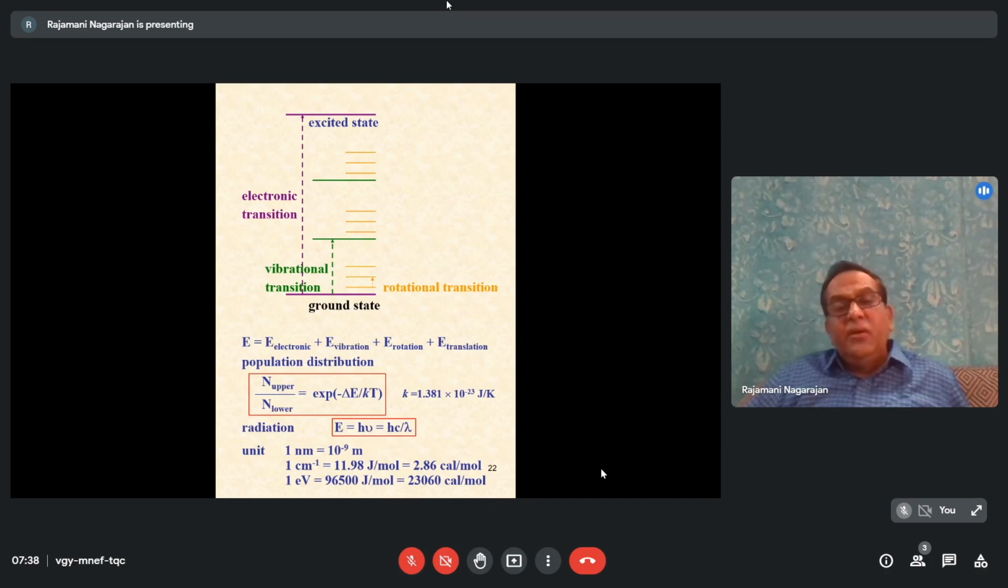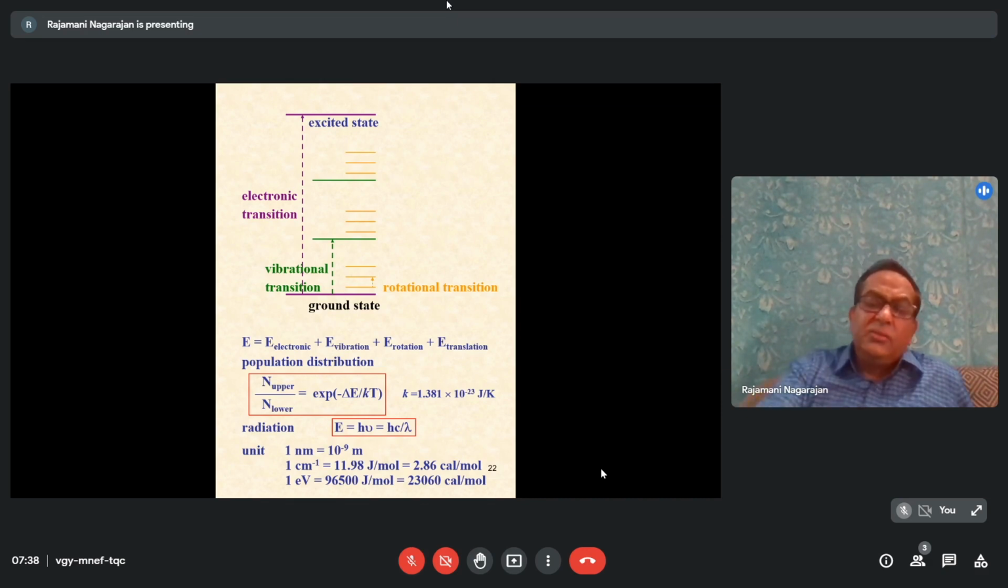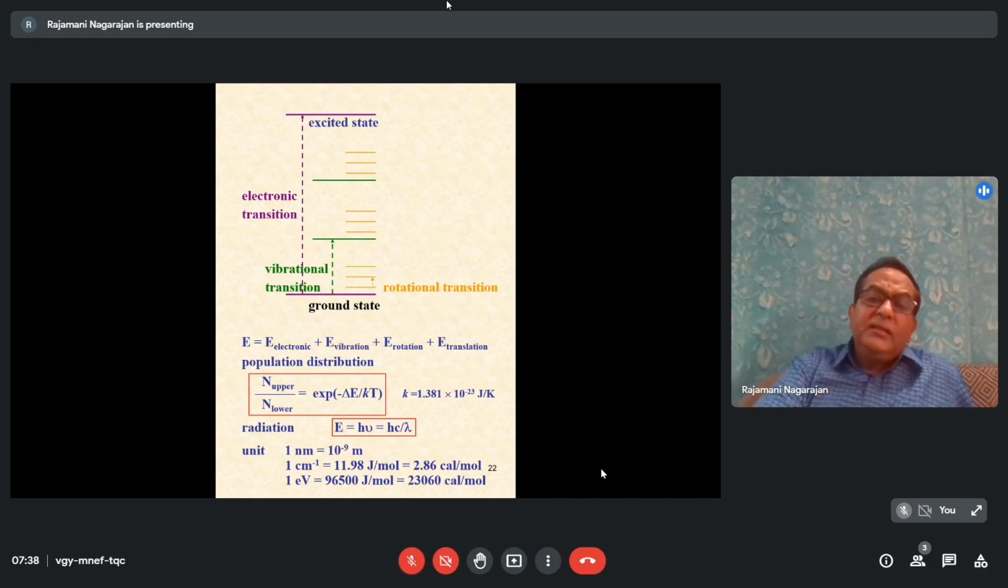For radiation, E is equal to h nu, which is hc by lambda, and I have given some conversion factors here. 1 nanometer is 10 to the power minus 9 meter. 1 centimeter inverse is approximately 11.98 joules per mole, which is 2.86 calories per mole. I have played around with the different units in this slide so that you get an idea that whatever we are talking about is nothing but energy scales, whether it is centimeter inverse, nanometer, or electron volt.